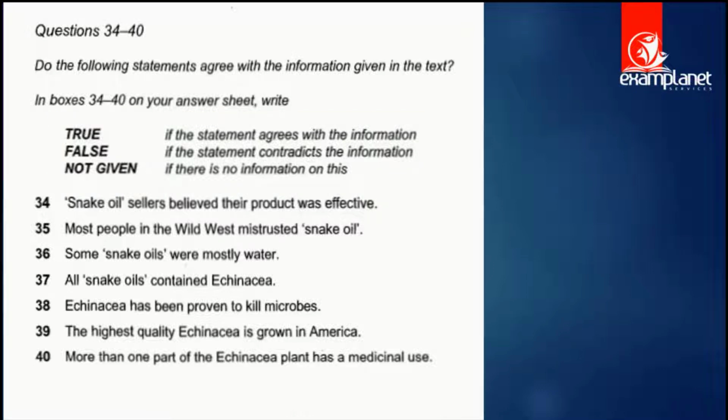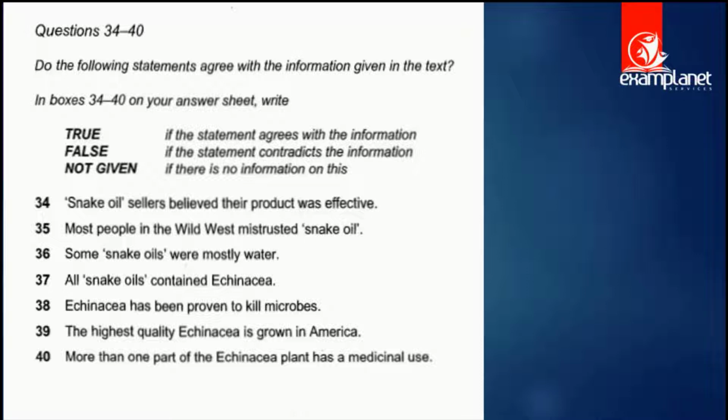34 says, snake oil sellers believed their product was effective. That is clearly false, because we are told in the first paragraph that the smarter snake oil sellers left town before their customers had much chance to evaluate the cure. That means that they knew the cure wasn't what they said it was, so they had to leave town before they were caught.